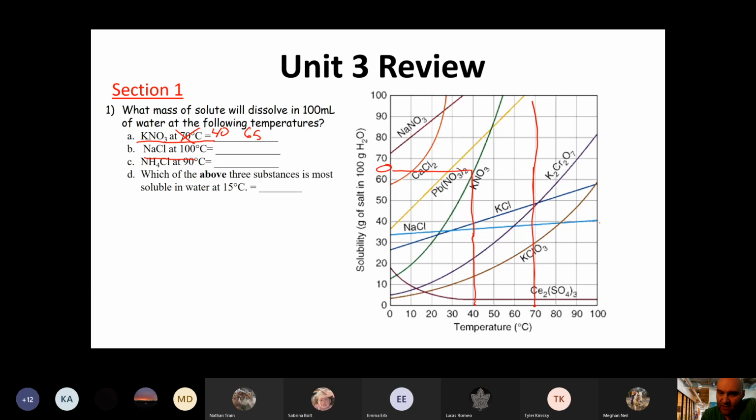Another one here is NaCl at 100 degrees. So again, you move to 100, you go up till you intersect, and then you just read across. Looks like it's about 40. I won't bother with those examples. So anyway, that's the whole point there. And that was section 1.